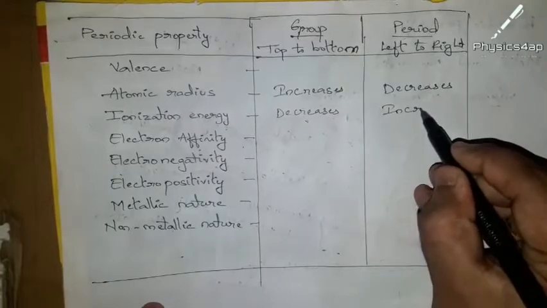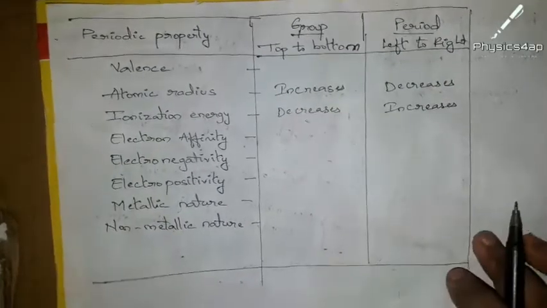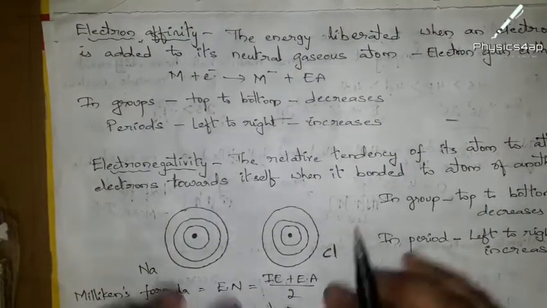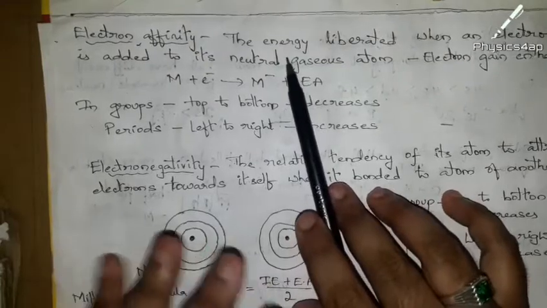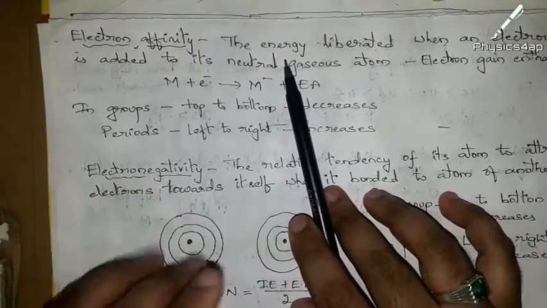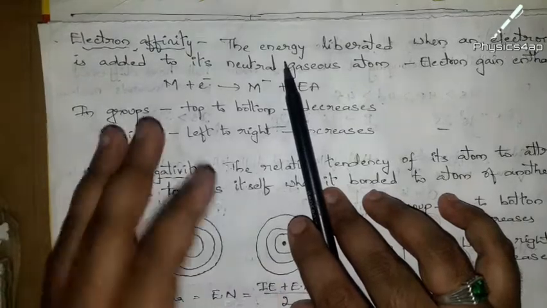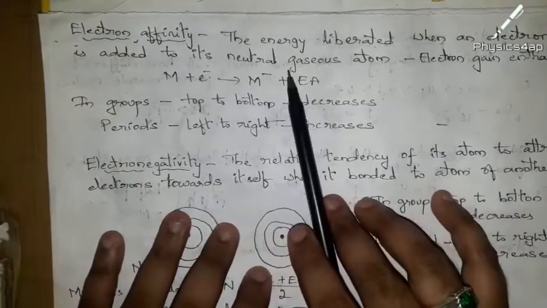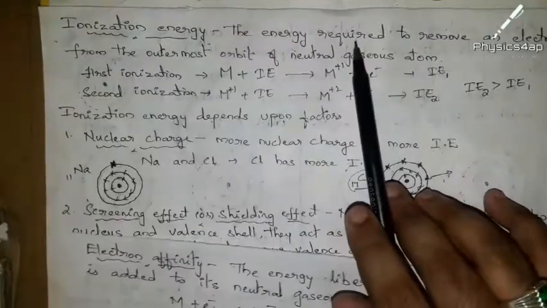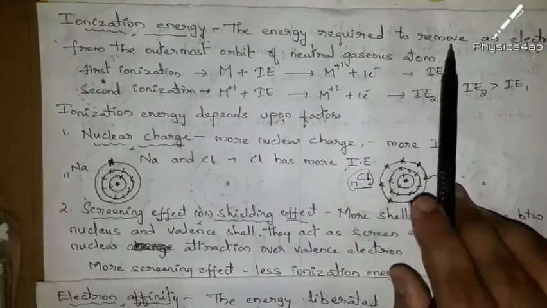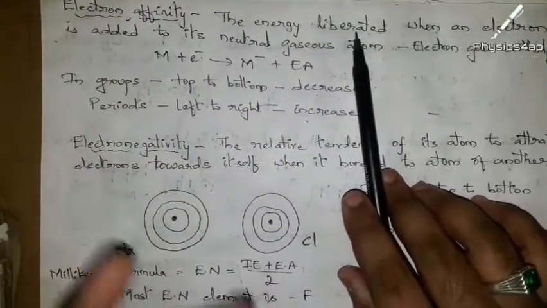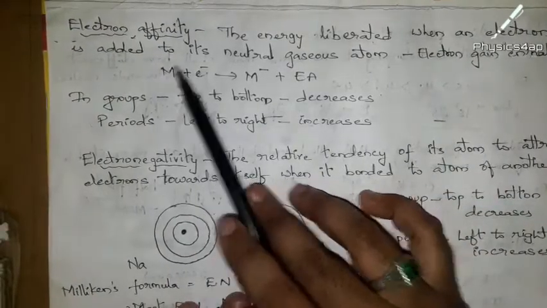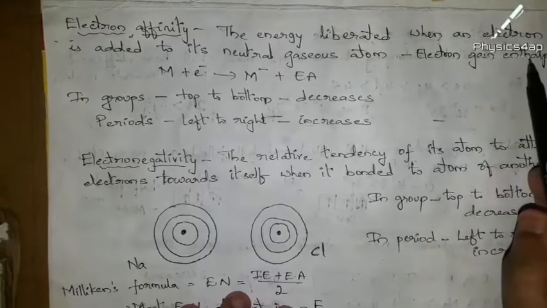Now, coming to the electron affinity. The definition is quite the opposite of the definition of ionization energy. Electron affinity is the energy liberated when an electron is added to a neutral gaseous atom. In ionization energy, we say it is the energy required to remove an electron, but here energy is liberated when an electron is added. It is also called the electron gain enthalpy. When we add an electron, we get M minus, plus some amount of energy released, that is the electron affinity energy.